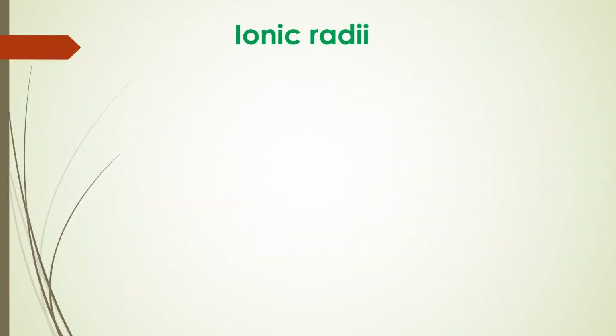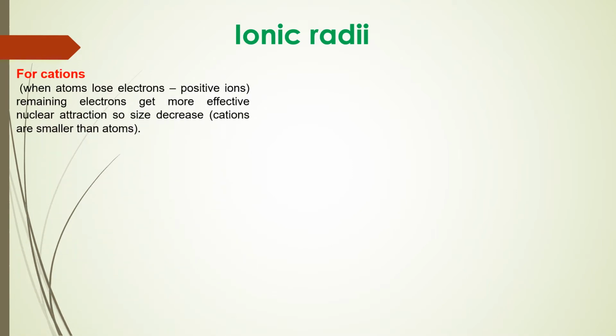Let's look at the trend of ionic radii. Ions are particles which are formed when an atom loses or gains electrons. When an atom loses electrons, it forms cations, which are known as positive ions. Now, when cations are formed, the remaining electrons are more closely attracted to the nucleus, which means that there will be a greater effective nuclear attraction. Therefore, the size of the cation will be smaller than the atom it is made from.